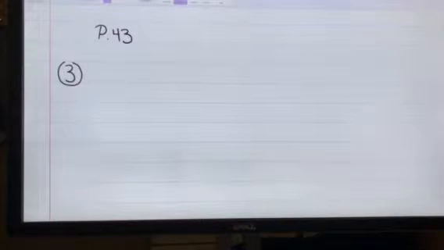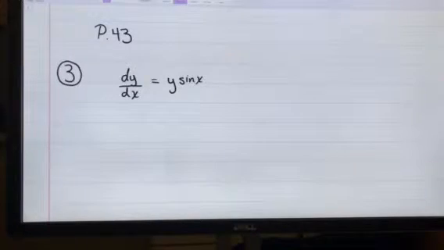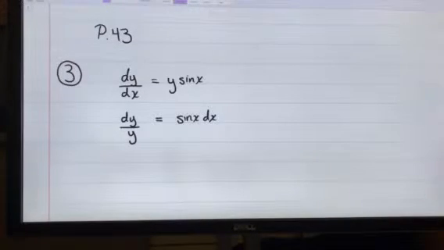For problem number 3, we have a derivative, dy over dx is equal to y times the sine of x, and we're looking at solving for y. In this equation, we can separate the variables. And so we can divide by y and multiply both sides by dx. So here we have dy over y is equal to the sine of x dx.